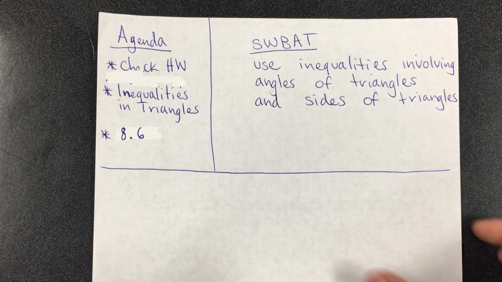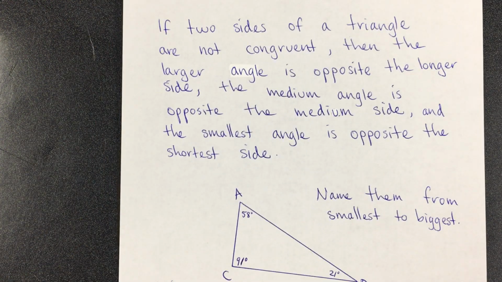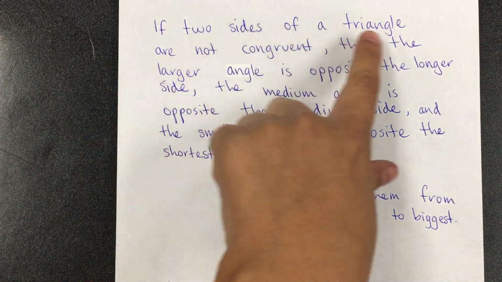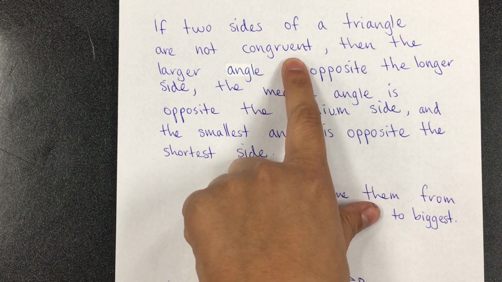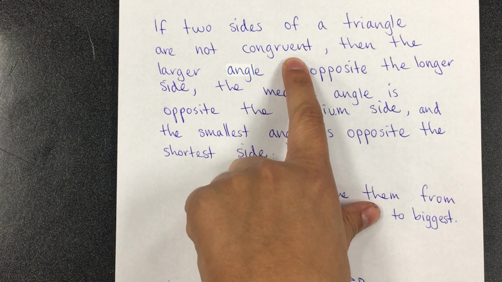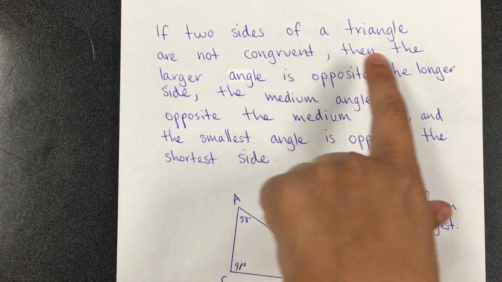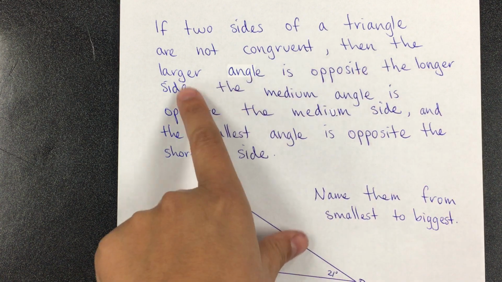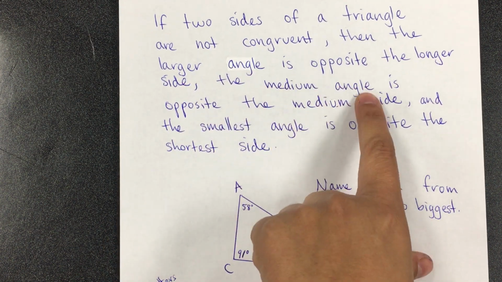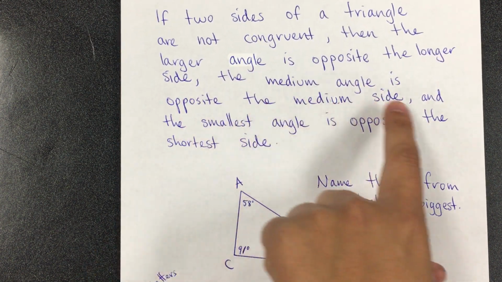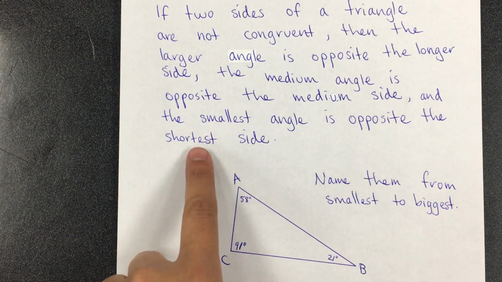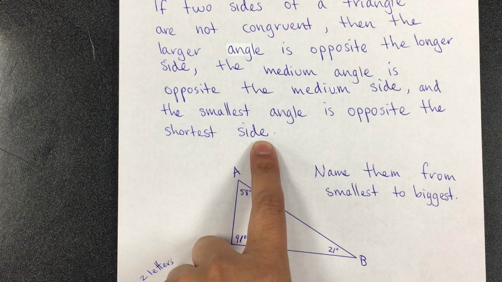Before we do that, let me give you some information. It says if two sides of a triangle are not congruent, so it's a scalene triangle, then the larger angle is opposite the longer side. The median angle is opposite the medium side, and the smallest angle is opposite the shortest side.